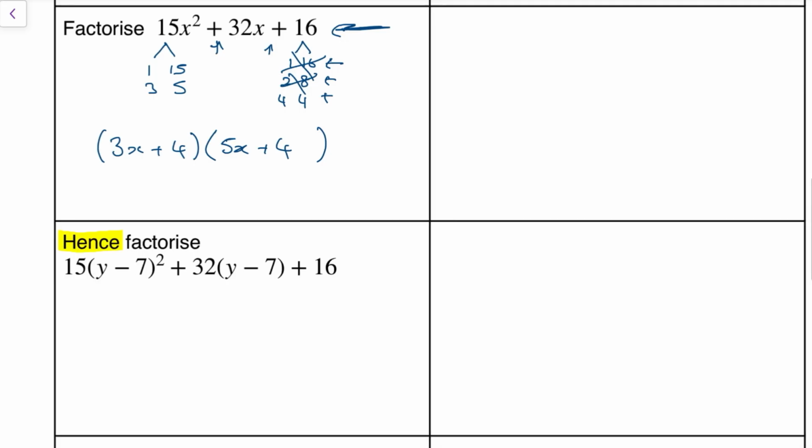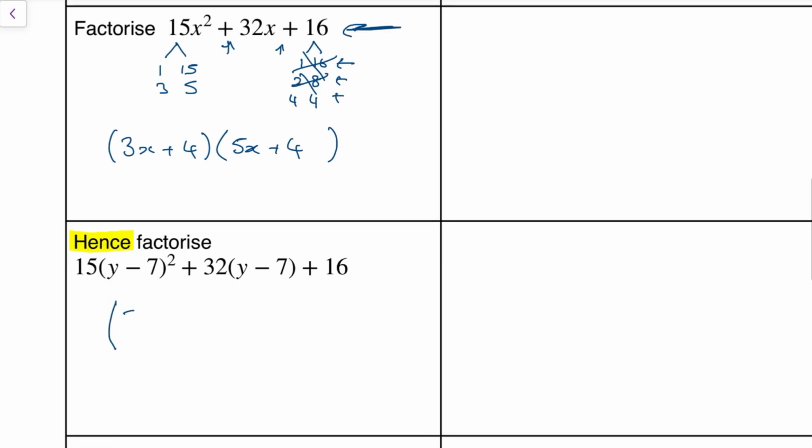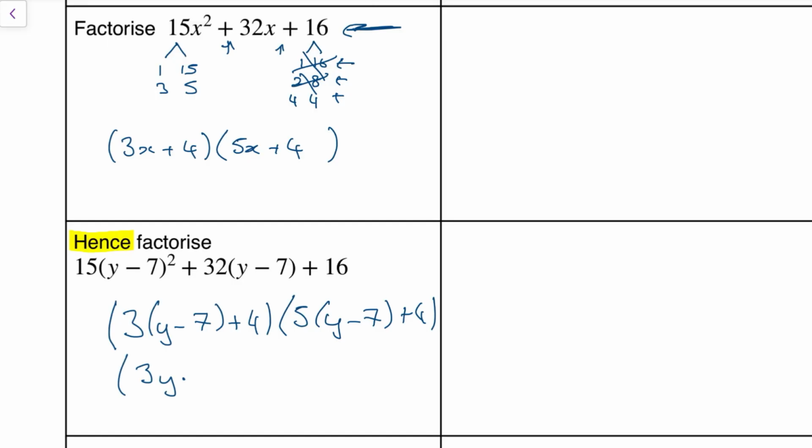when I factorize it, it is the same as, let's write it nice and large, 3 times y minus 7 plus 4 times 5 y minus 7 plus 4. And then we can tidy this up. So that's going to be 3y, 3 times minus 7 is minus 21 plus 4 is minus 17. And 5y is 5y. 5 times minus 7 is minus 35 plus 4 is minus 31. And so that gives me the final answer of 3y minus 17, 5y minus 31.